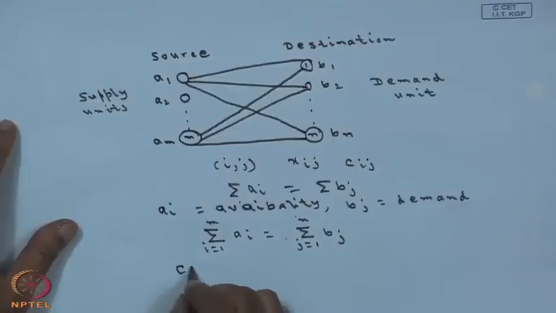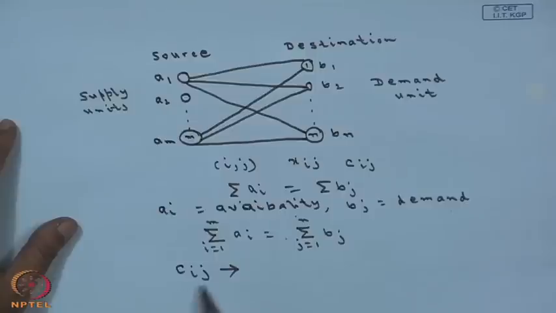Now, some notations we will use. The first one is Cij, as I told just now. Cij is the cost of supplying one unit from source Si to destination Dj. Please note, it is the cost of one unit for transporting from source Si to destination Dj. And one more thing is Xij. Xij is the quantity to be supplied from source Si to destination Dj.